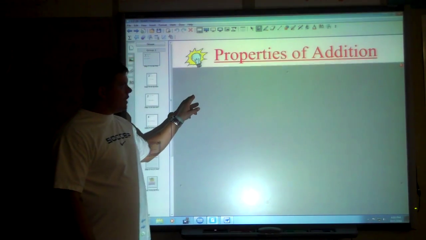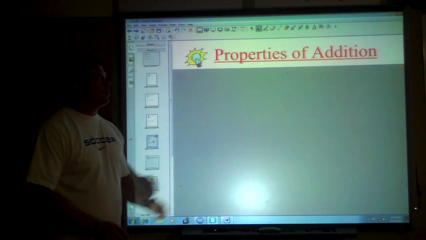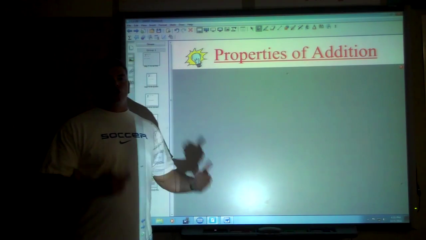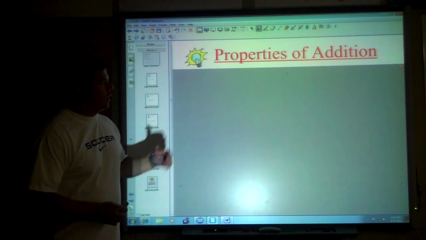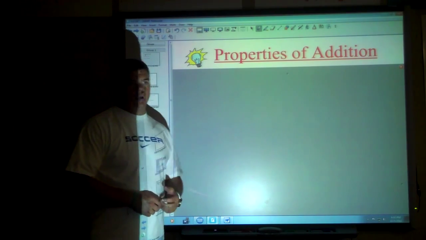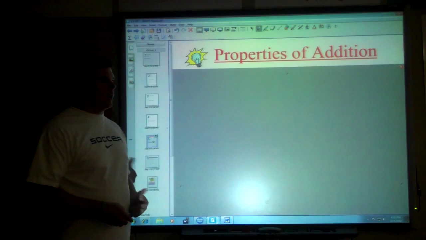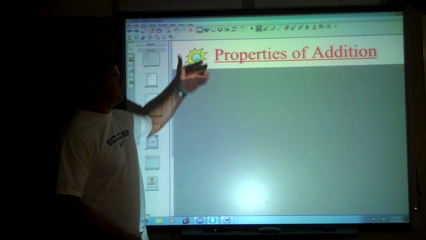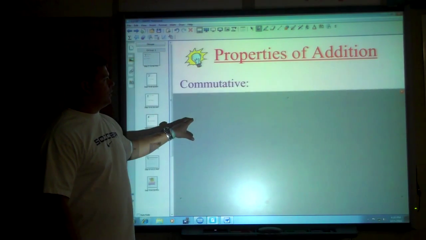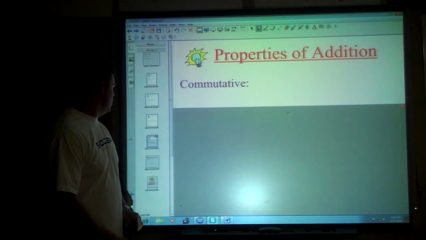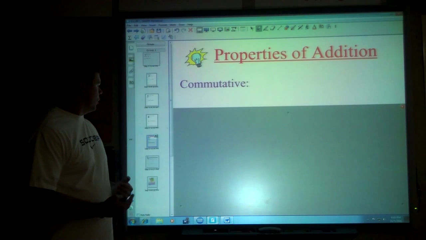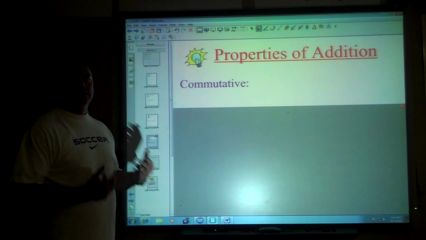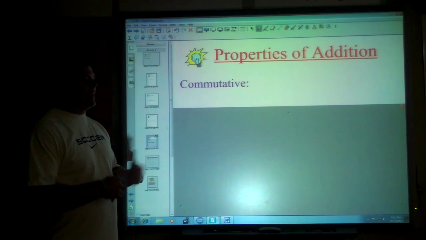Now, these are properties of addition. Properties mean there are things that we are allowed to do with addition. There's some benefits to addition that some of the other operations don't have. For example, subtraction doesn't have very much right to do very many things, whereas addition does. One of ours is what we call the commutative property. The commutative property basically says that the order in which we add things does not matter. We can add in any order we want.